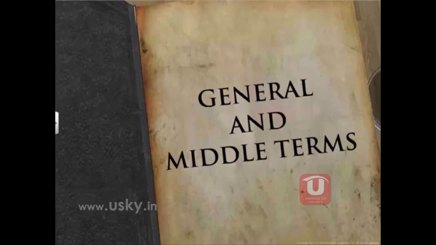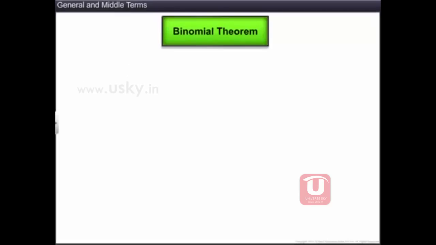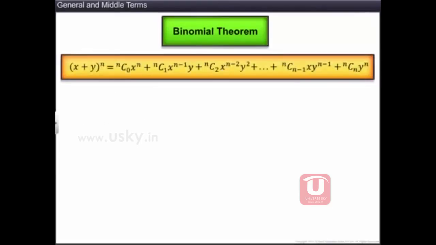In this module, you will learn to find the general and the middle terms of a binomial expansion. Let's recall the binomial theorem. The expansion of a binomial (x + y) with a positive integral index n is equal to nC0 x^n + nC1 x^(n-1) y, and so on, the last term being nCn y^n.